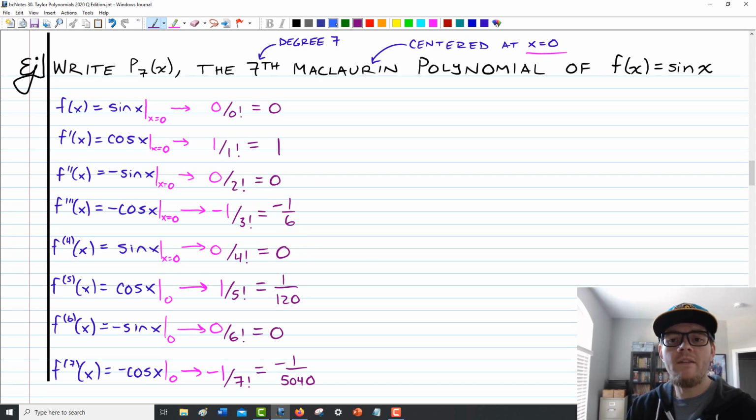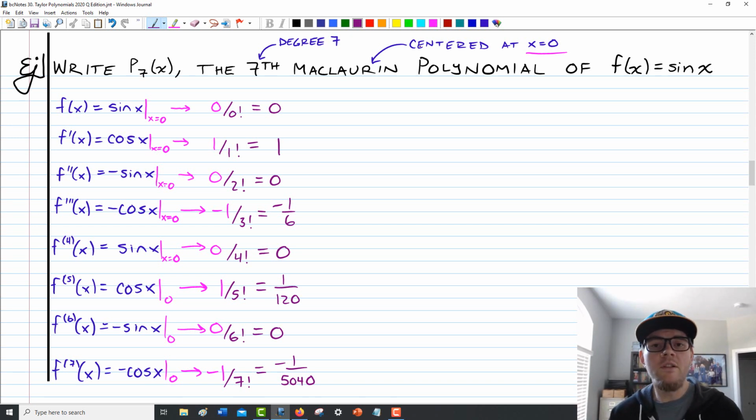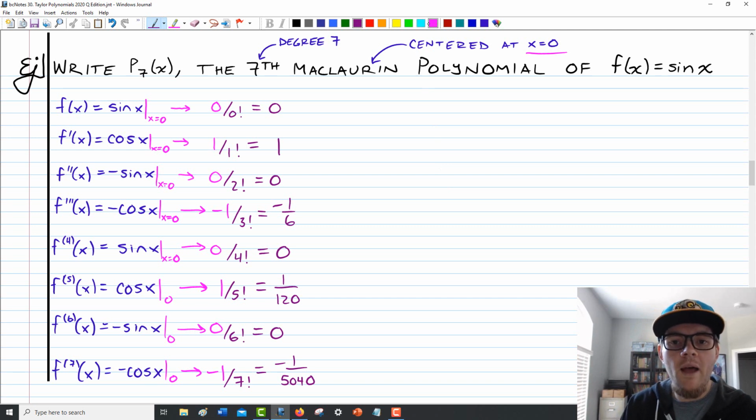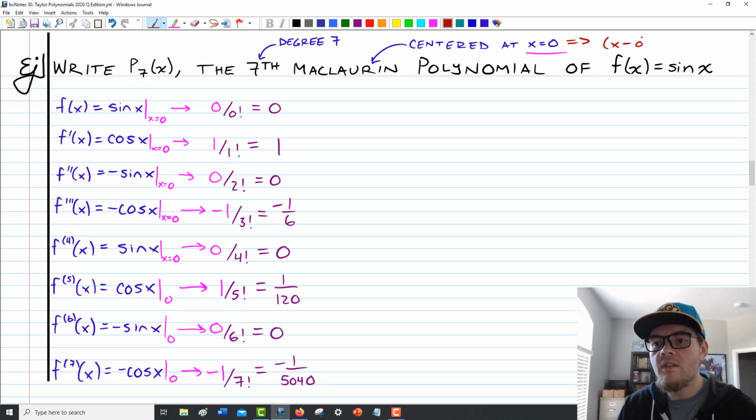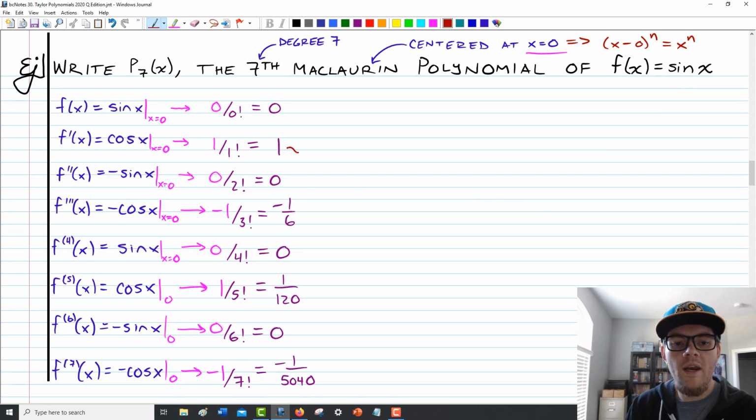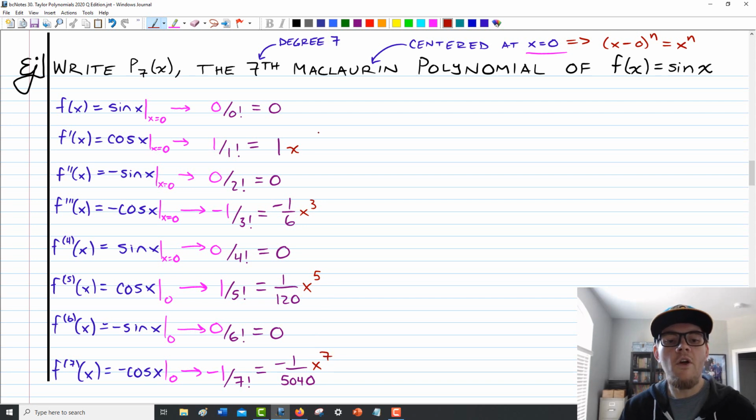Now, having done that, the next step is we need to turn it into a polynomial. We have a series of coefficients here, but we have no polynomial until we have x to the power stuff. Keep in mind, because we centered at x equals 0, all of our x factors are going to be x minus 0 to the n power. But x minus 0 to the n power is the same thing as just x to the n power. So really, this is just going to be 1x and negative 1/6 x cubed, 1/120th of x to the 5th, negative 1/5040th of x to the 7th. Those are now going to be the terms of our polynomial.